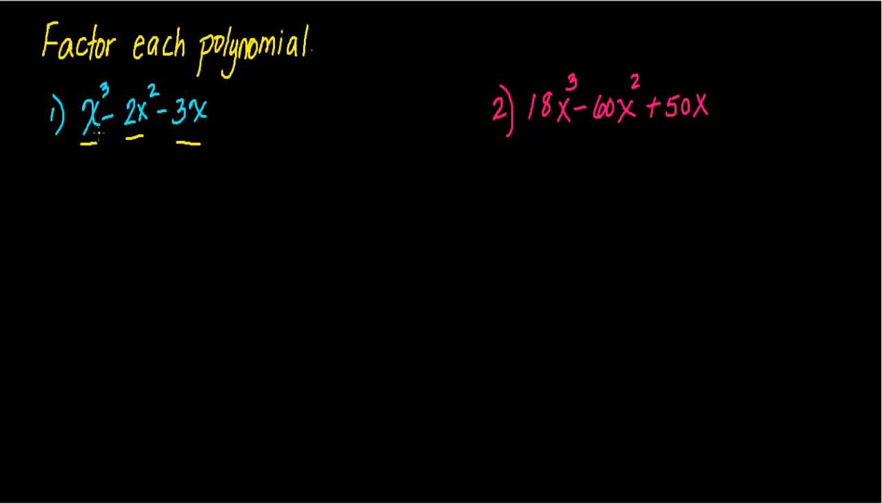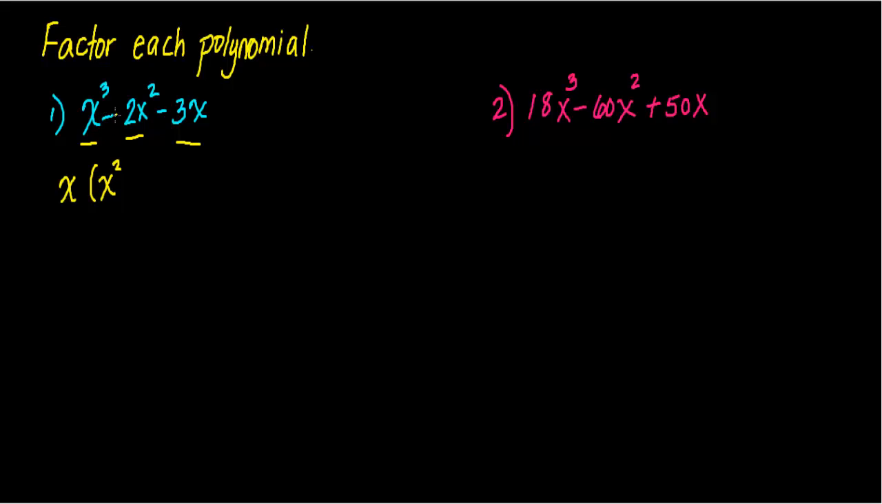Now, do I factor out x cubed or x squared or x? You factor out the least powered x, which in this case is x. So you factor out the x, you have your parentheses, and now you think to yourself, x times what will give me that first term? Well, x times x squared will give me x cubed. And that's how you get your first term inside the parentheses.